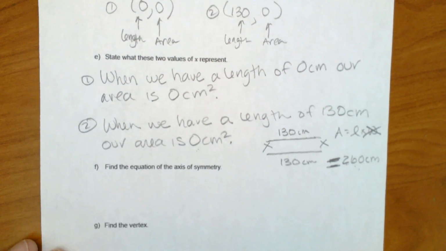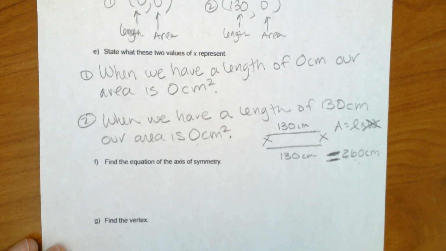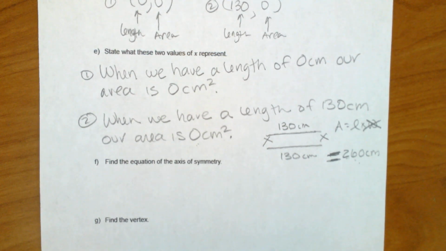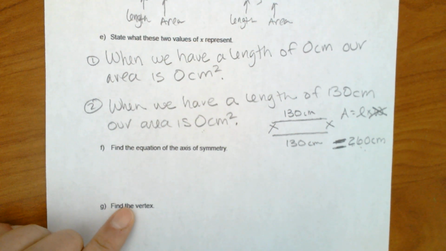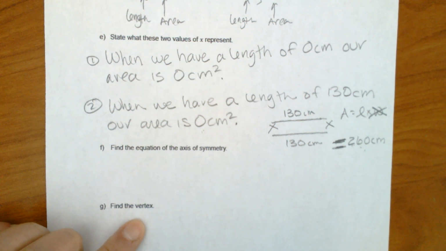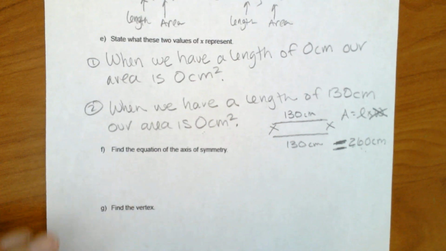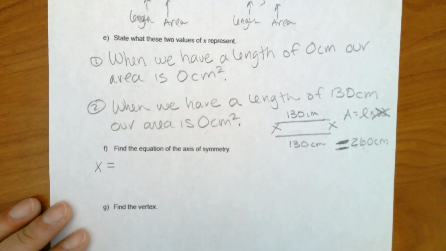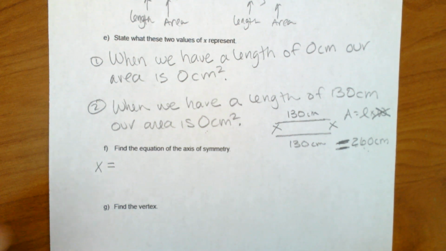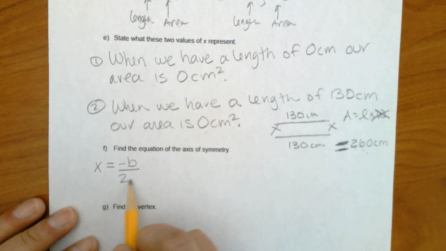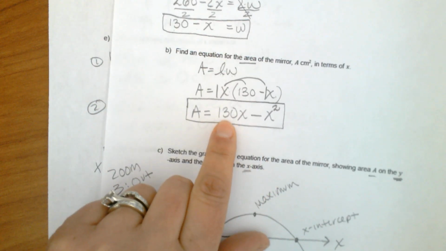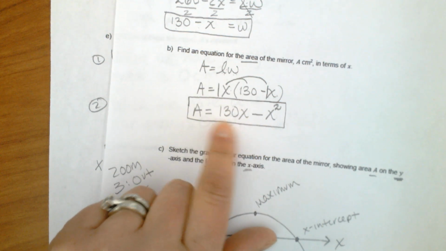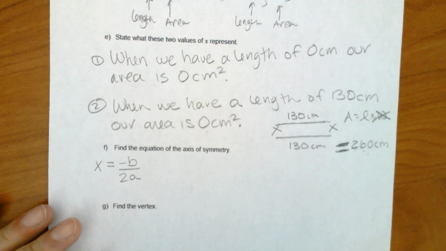Okay, let's find an equation for the axis of symmetry. So we've done this a couple different ways. First, I'm going to do it by hand, and then I'm going to show you that I'm right when we do the vertex, which we're going to do using the graphing calculator. So finding the equation of the axis of symmetry, we have x equals negative b over 2a. We could do that because we have b and we have a. So b would be 130 and a would be -1. So you could use that.